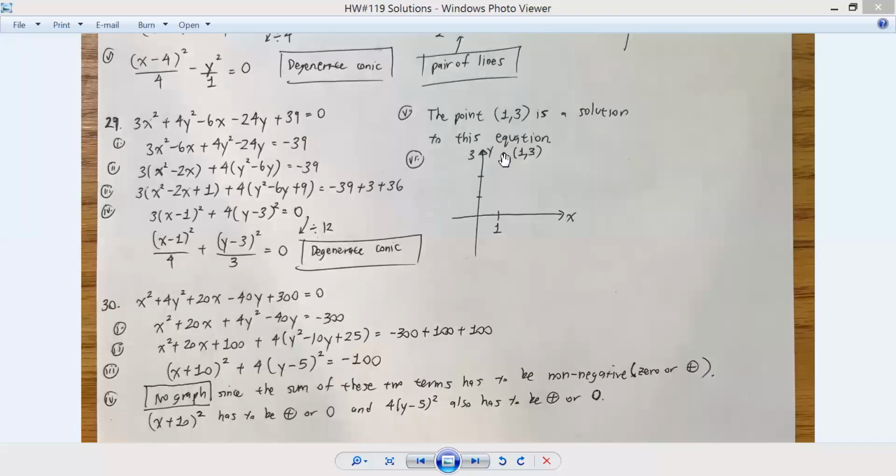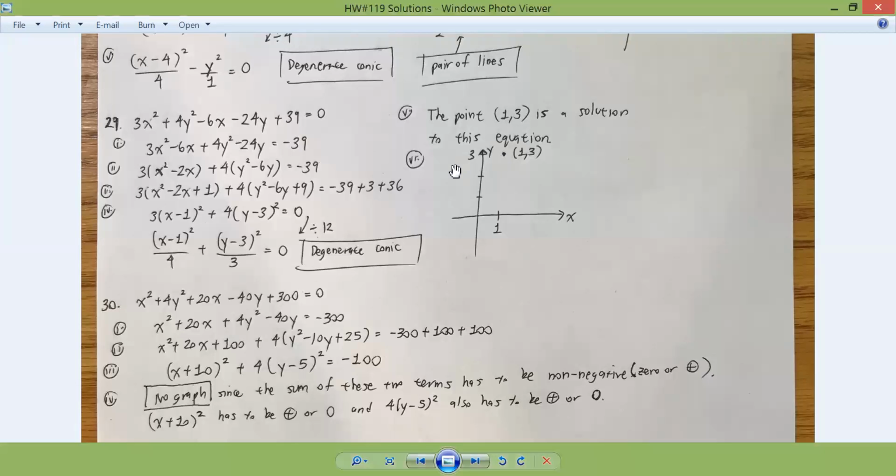Okay, 1 comma 3. If you remember the video from yesterday, right? That's where the ellipse became just a point. So right, this is a degenerate ellipse, right? Because we have x squared over a squared plus y squared over b squared is 0 in this case, right? But yeah, this ended up being a point, consistent with the video from yesterday.